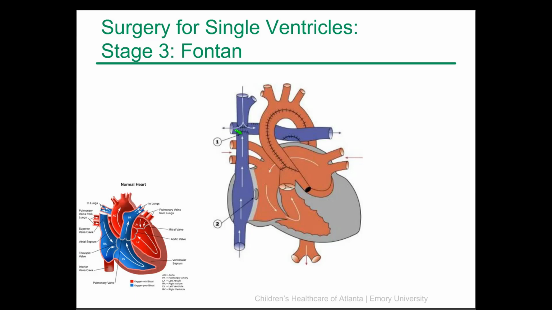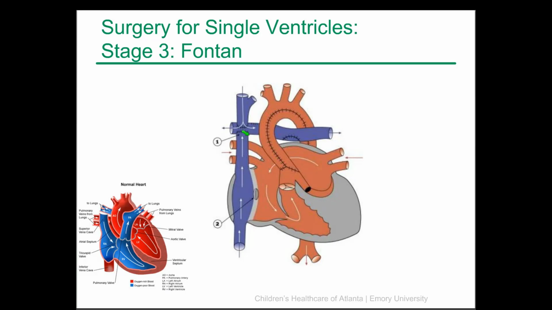So for these children, their sats will usually be in the mid-90s. It'll never be 100%, because some of that blood coming from the coronary arteries and dumping through the coronary sinus into the right atrium is not going to go to the lungs. So blood that goes from IVC and SVC to the pulmonary arteries will go to the lungs, get oxygenated, come back via the pulmonary veins to the left atrium. We keep this septum open. They'll cross to the right atrium and come down to the right ventricle, and then go out through the aorta to the rest of the body.